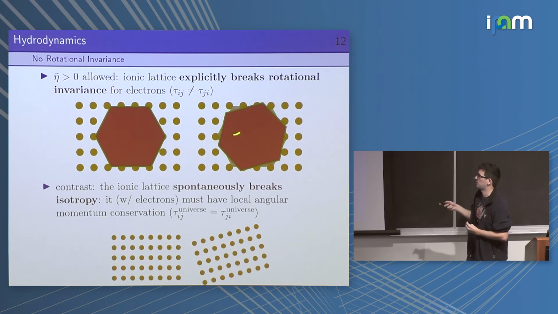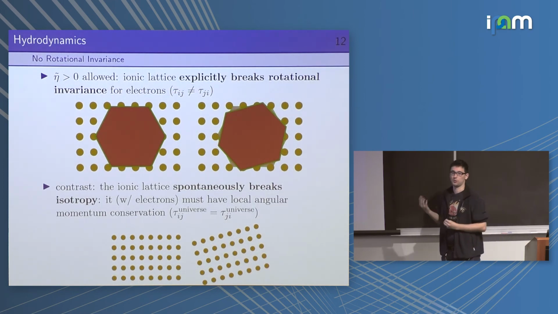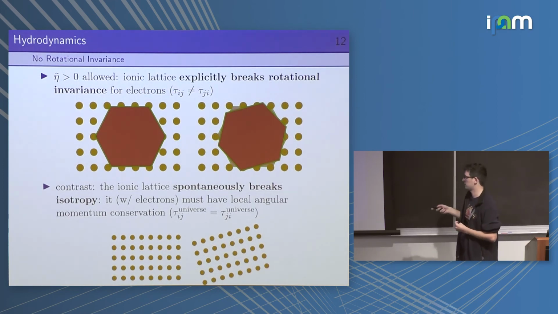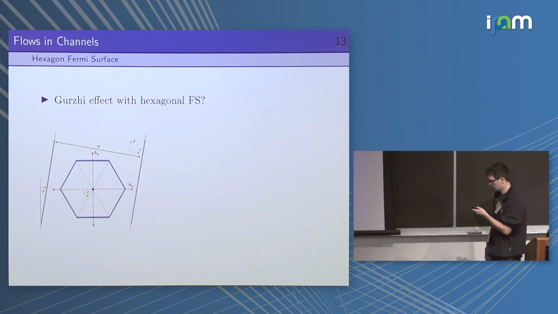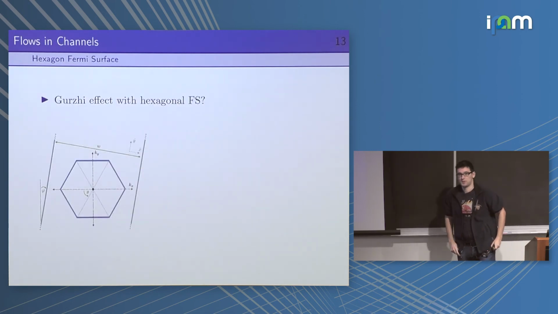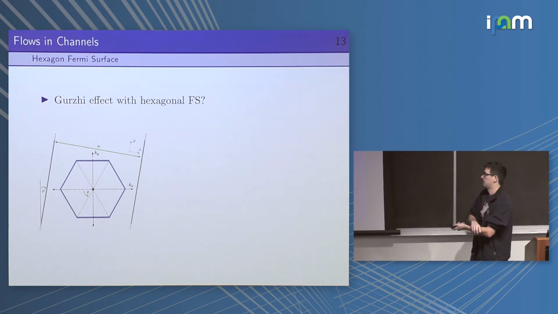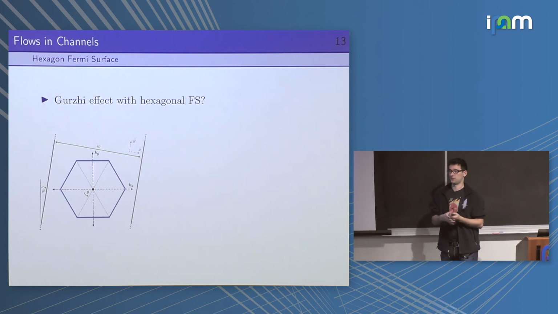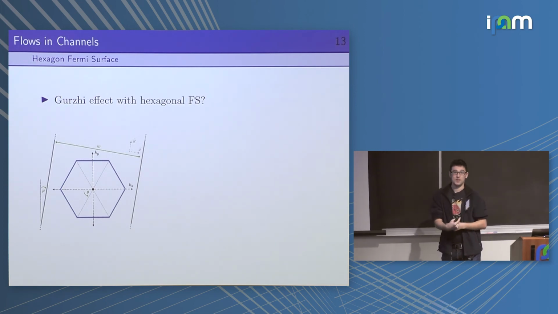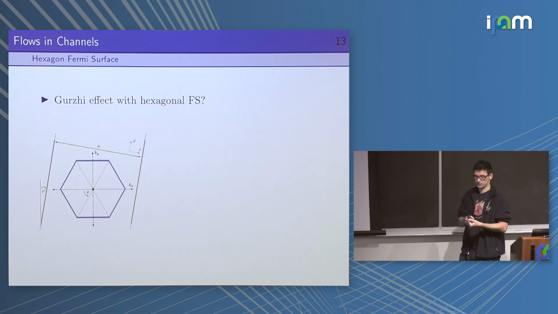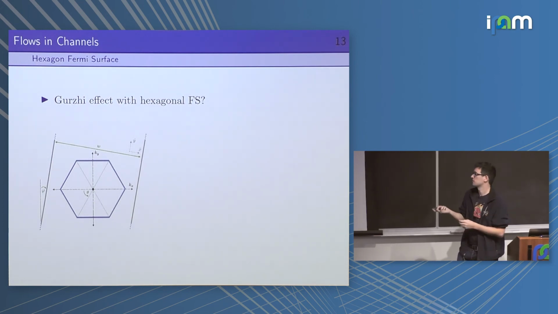Here, because we're talking about this non-abelian effect, we don't have Goldstone bosons. We just have this symmetric stress tensor. OK. So that's the hydrodynamics of this system. So now let's ask, I told you this Gurzhi effect before would be the simplest way that you could look for hydrodynamic effects in a solid. So let's now see what this does, or what the Gurzhi effect looks like with a hexagonal Fermi surface.